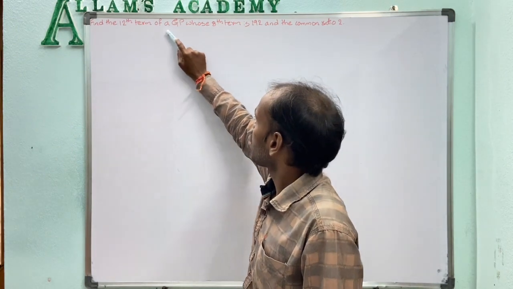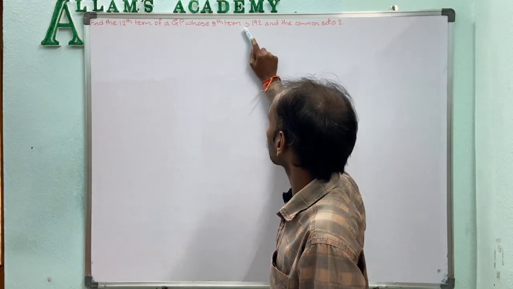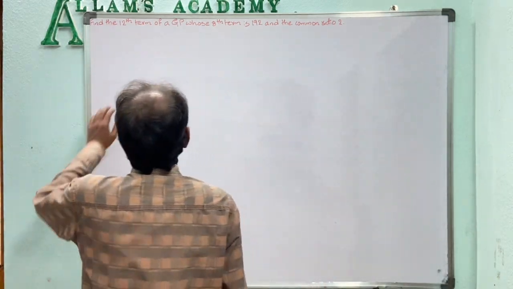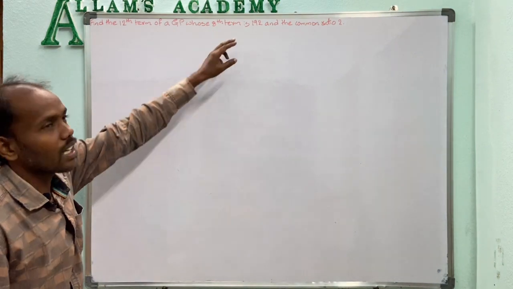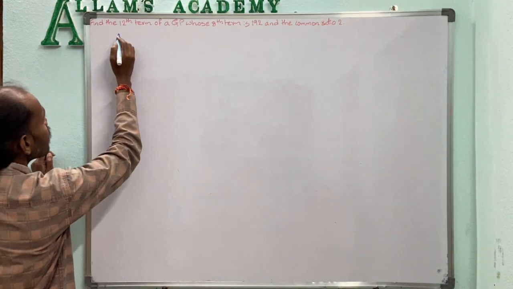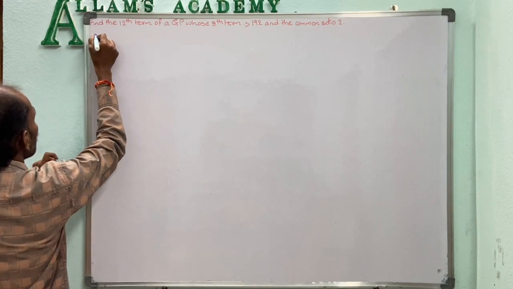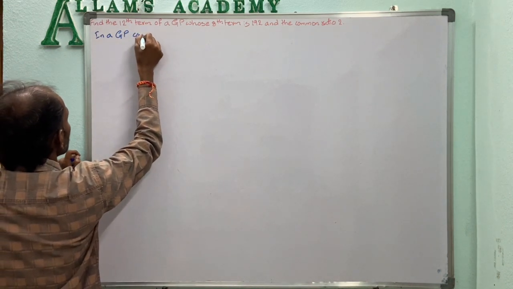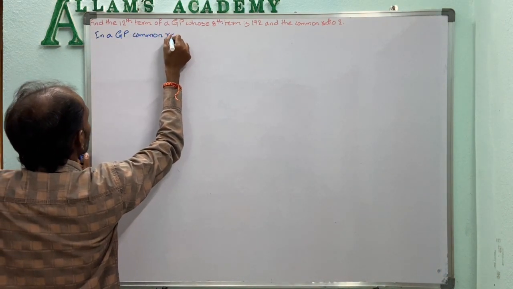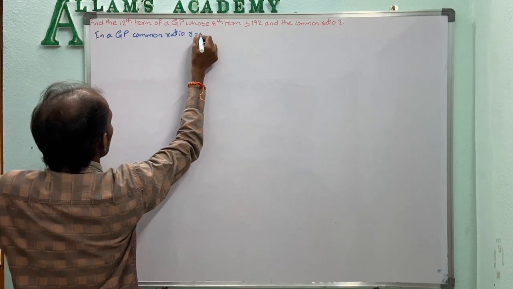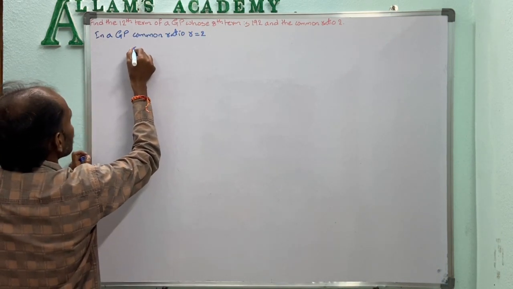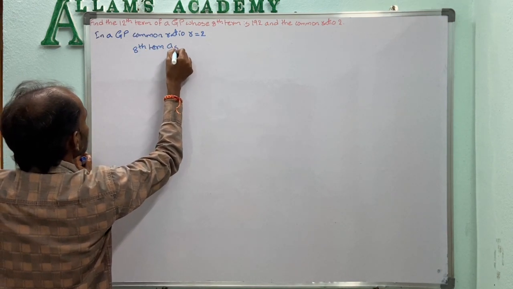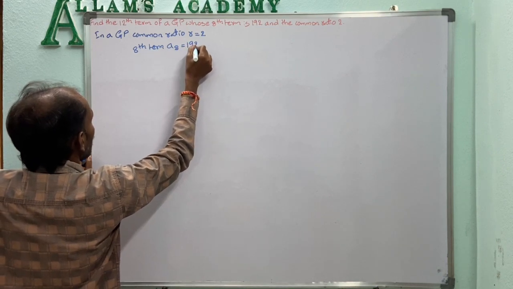Find the 12th term of a geometric progression whose 8th term is 192 and common ratio 2. So in the geometric progression, the 8th term is 192 and the common ratio 2 is given. So in a GP, the common ratio r is equal to 2 and the 8th term a8 is given as 192.